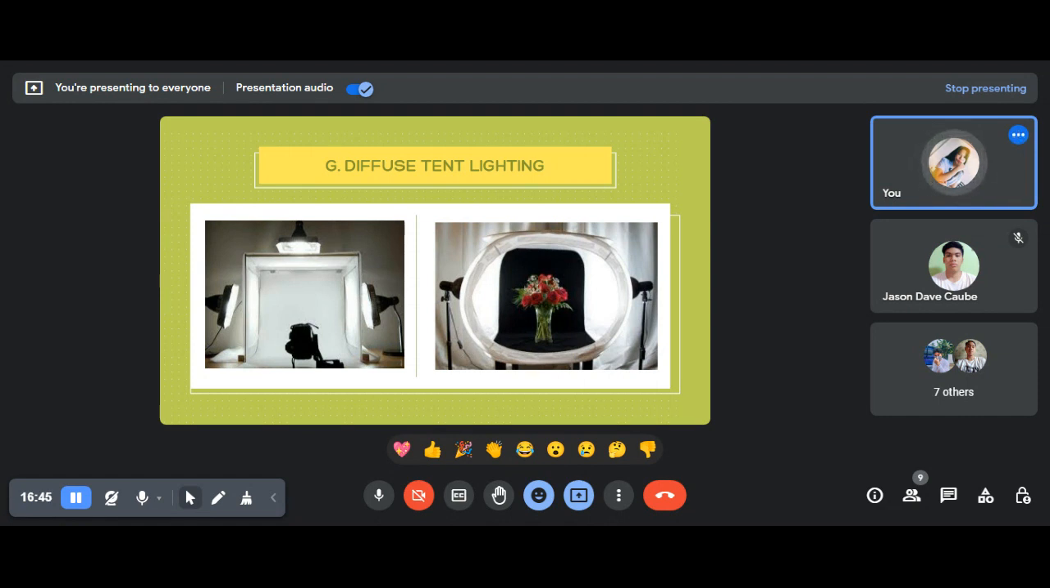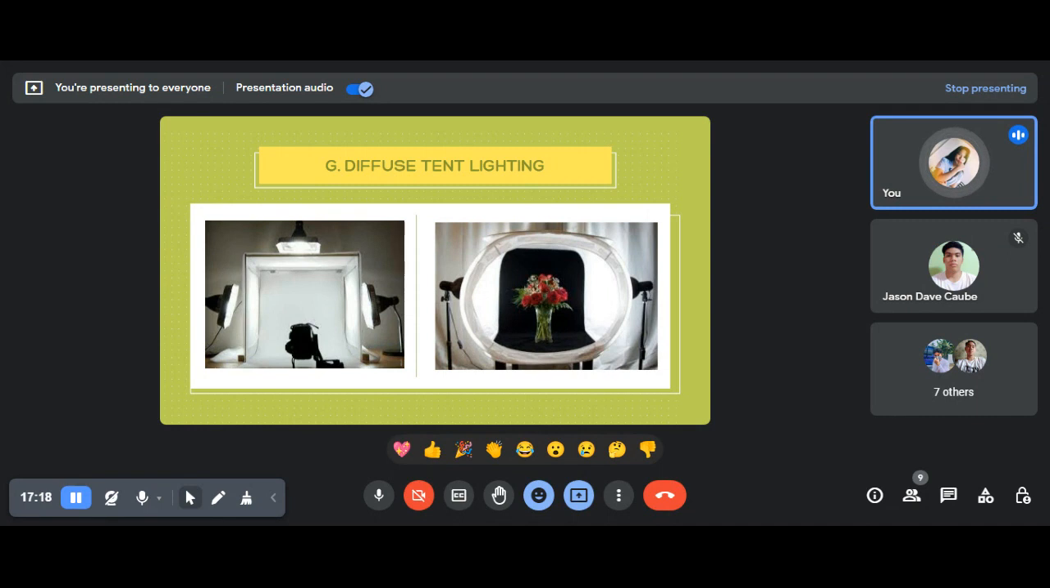A diffuse tent is essentially a box or enclosure with translucent walls that allow light to pass through while diffusing it. By placing the subject inside the tent and illuminating it from the outside, the light is diffused evenly around the subject, creating a soft and even illumination that helps to reveal details in the subject without unwanted reflections or shadows.